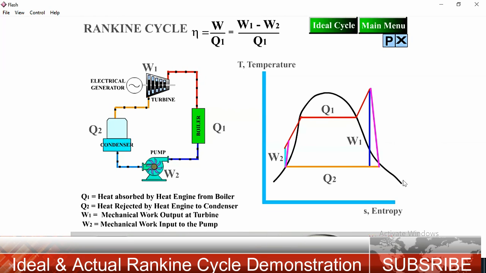Deviation in the steam turbine. Ideally, there is isentropic expansion of superheated steam in the turbine from 1 to 2. Actually, there is expansion of superheated steam from condition 1 dash to 2 dash. This deviation is due to undesirable heat loss from the turbine to the environment and surroundings, and also there are friction losses.